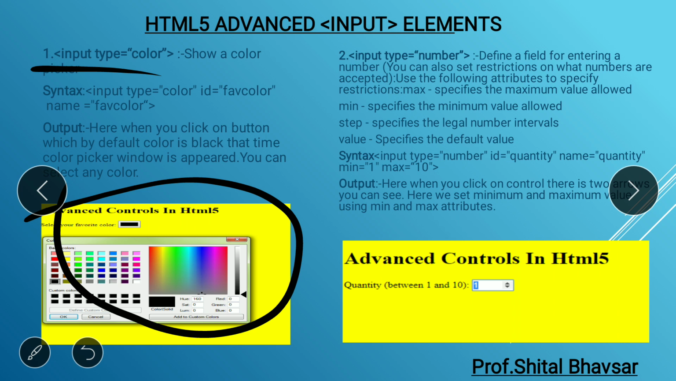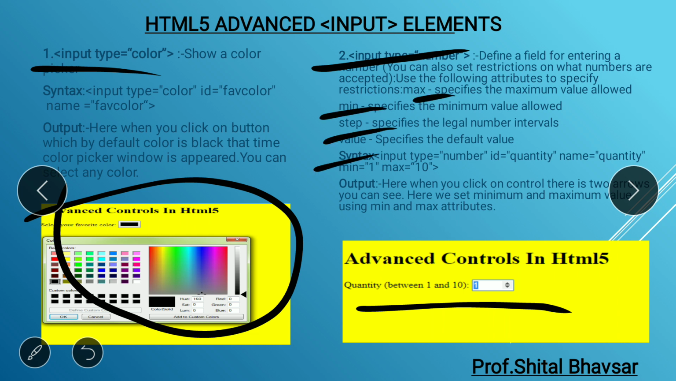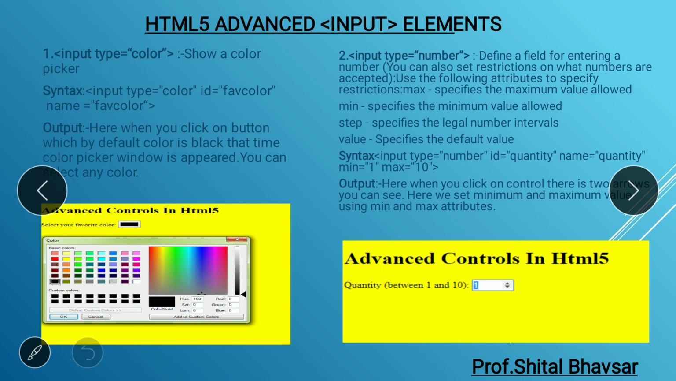The second element we learned about is number. Here you can see one text box, and you can enter numbers. You can set or restrict the input from the users. For that we use max, min, step, value. These topics we already learned.